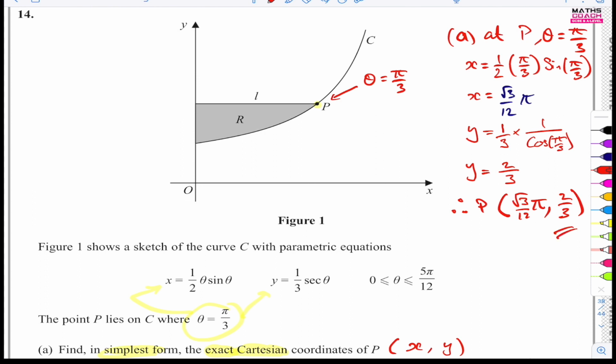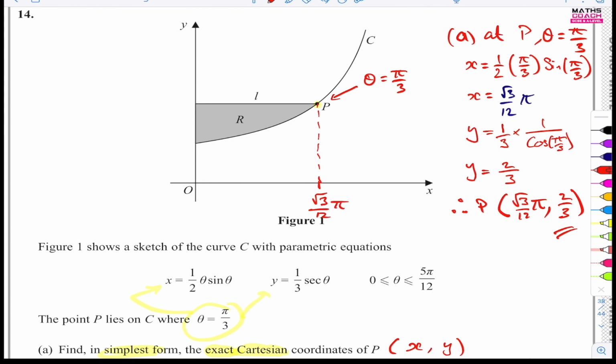So we have the coordinate of point P. I'm just going to annotate that onto the diagram. So point P, if we drop down from point P to the x-axis, the x value here is root 3 over 12 times pi.